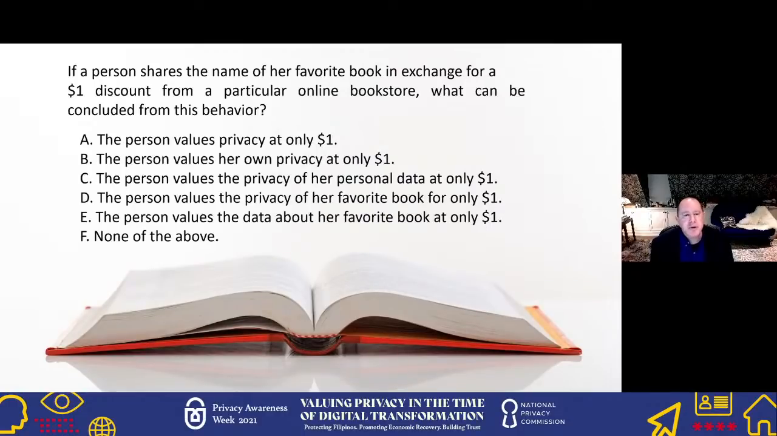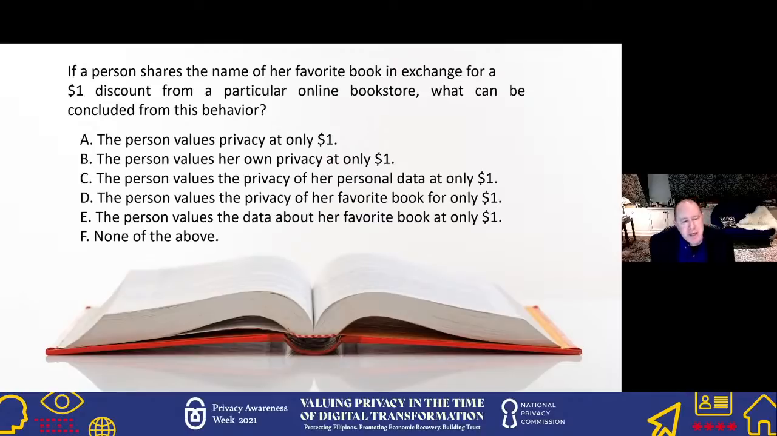Way too broad a conclusion based on what we see from this behavior. So let's narrow it down a little bit, and we'll get to C. The person values the privacy of her personal data at only $1. Now we're going to take privacy and put it into the terms of personal data. There are a lot of other dimensions of privacy that don't necessarily involve data, but let's just say it's just data. We'll know that's wrong because, again, it's too broad. It's all their data, and this involves a book.